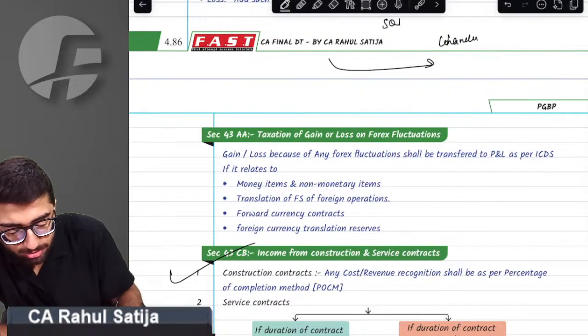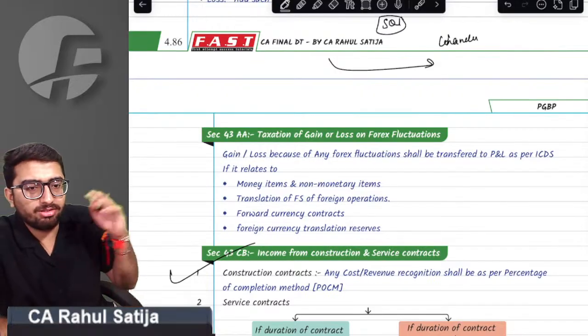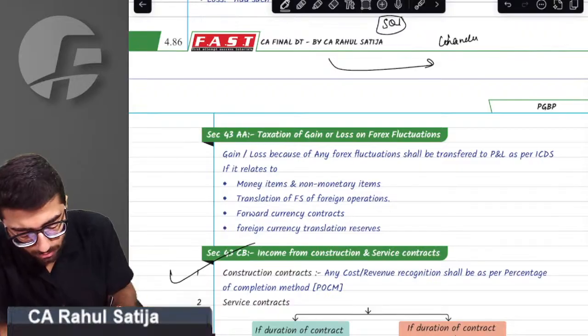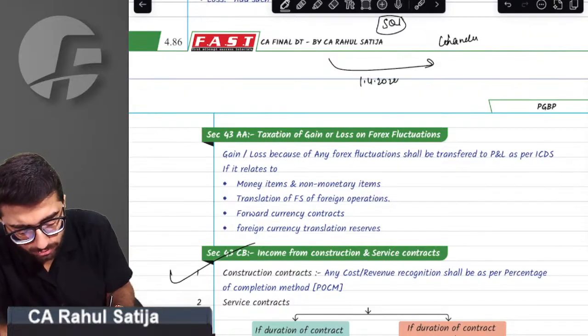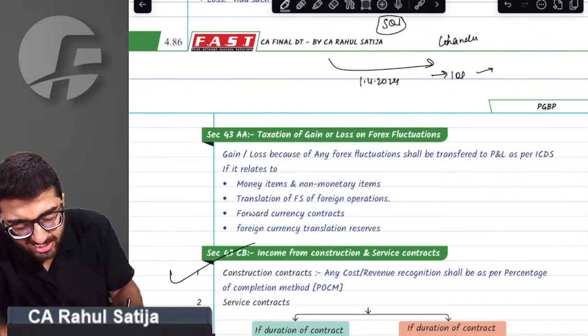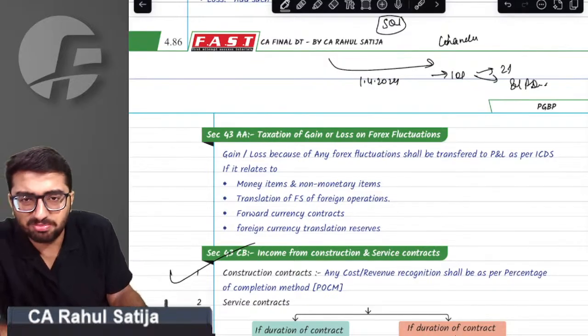He asked for a 50 lakh rupees project. Total project value is 50 lakh rupees on 1st April 2024. He took 10 lakh and did the work of only 2 lakh. He kept 8 lakh in FD.